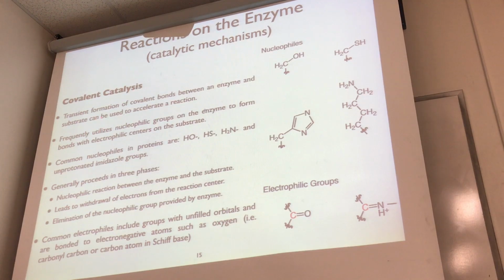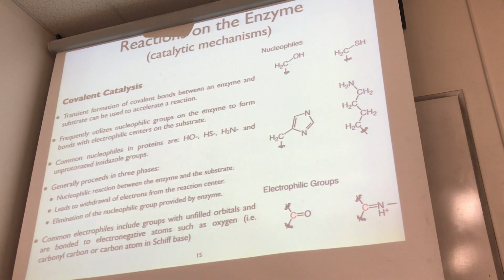Additionally, the transient formation of covalent bonds between the enzyme and the substrate is another mechanism used to drive reactions. And we're going to see examples of this. In fact, I think it's present in all three mechanisms we're going to talk about as far as enzymes go. We're going to talk about carboxypeptidases, serine proteases, and tyrosine synthetase. Those are the three examples we're going to go through.